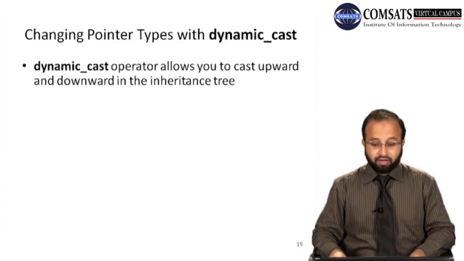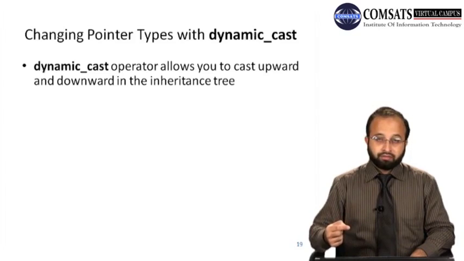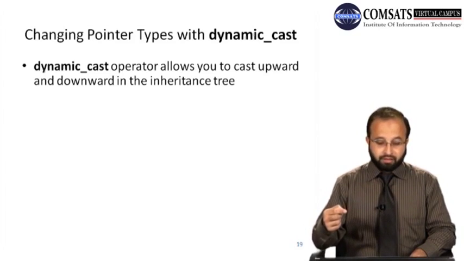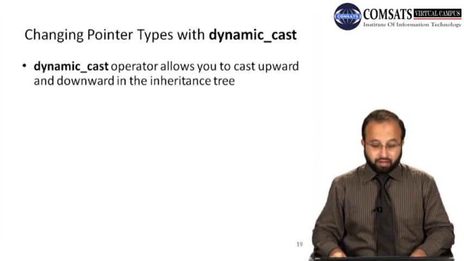So the dynamic cast operator allows you to cast upward and downward in the inheritance tree. Upward means you are casting a drive class pointer to a base class pointer, you are moving up, and downward means you are casting a base class pointer to a drive class pointer. That is downward casting.